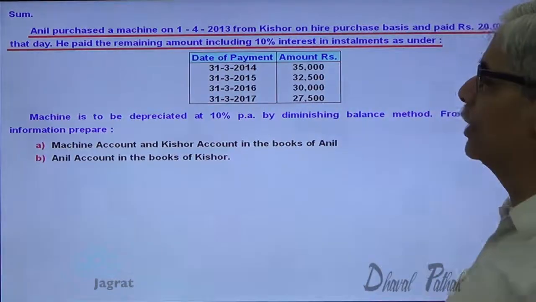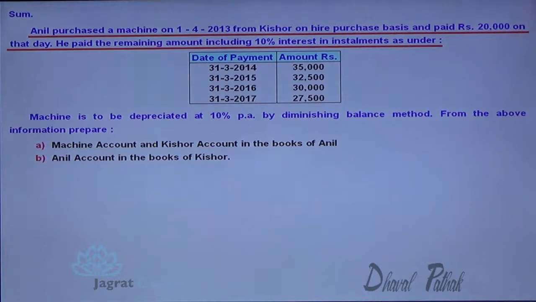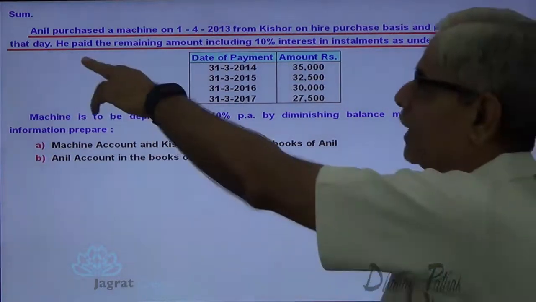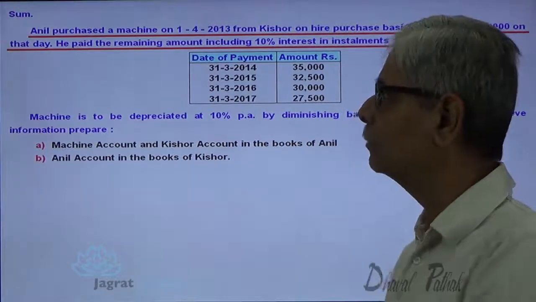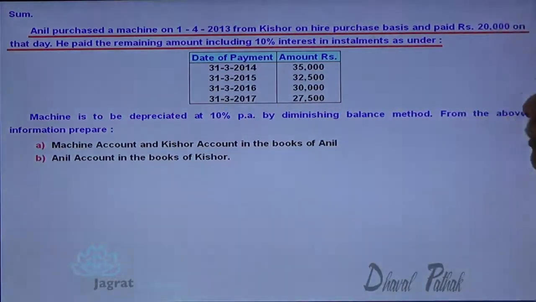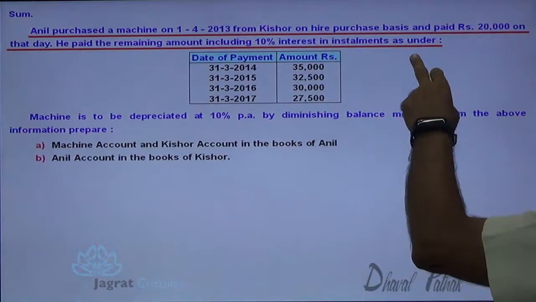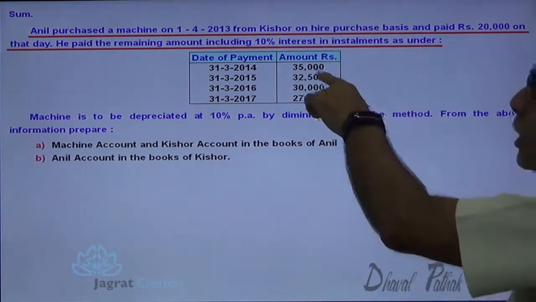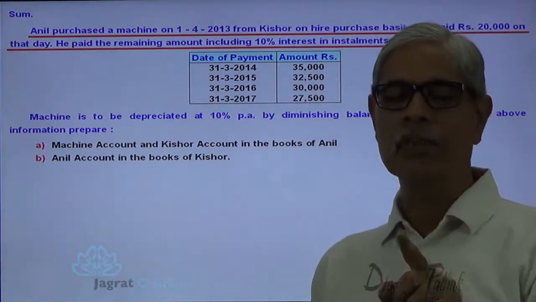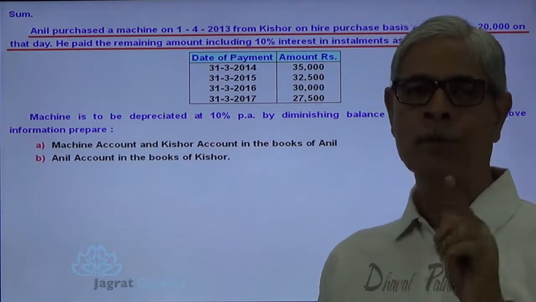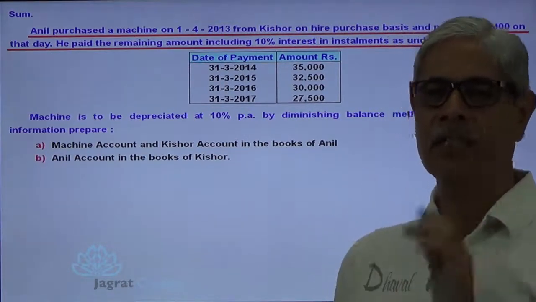Anil purchased a machinery on 1/4/2013 from Kishore on hire purchase basis and paid rupees 20,000 on that day. So down payment is 20,000. He paid the remaining amount including 10% interest in installments as under. So this 35,000 is the first installment paid, which includes the principal sum as well as the interest element.